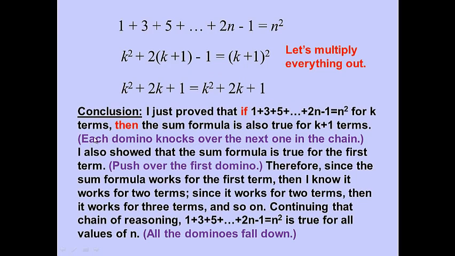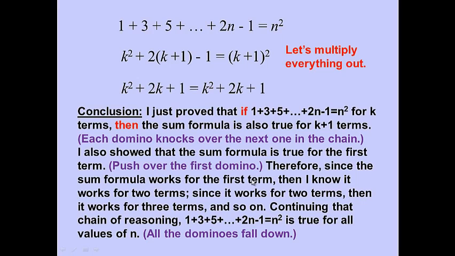What I proved was that each domino knocks over the next one in the chain. But that doesn't help me unless I can get the chain started. So that's my first step. I also showed that the sum formula is true for the first term. Remember, we plugged in 1 for 2n minus 1, and we plugged in 1 for n squared, and we showed that when n is 1, this is true. There's one term, 2n minus 1, which is 1, and the sum is n squared. We showed that that was true. So that's like knocking over the first domino.